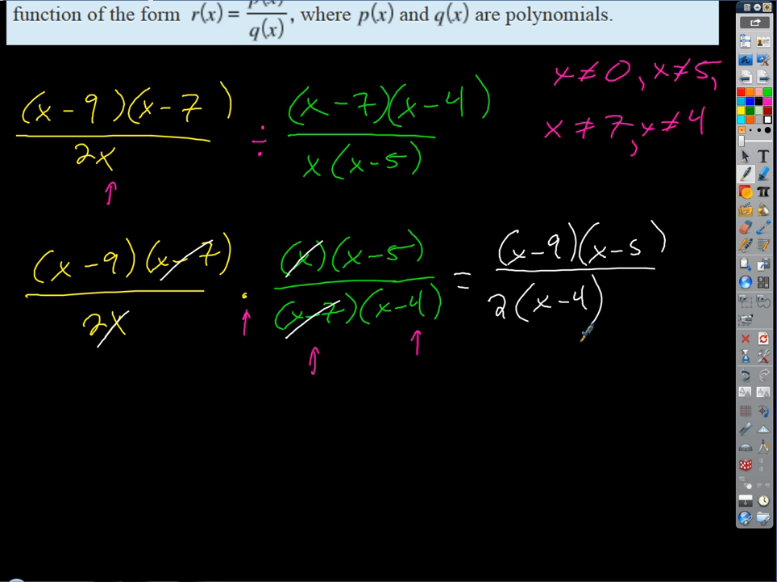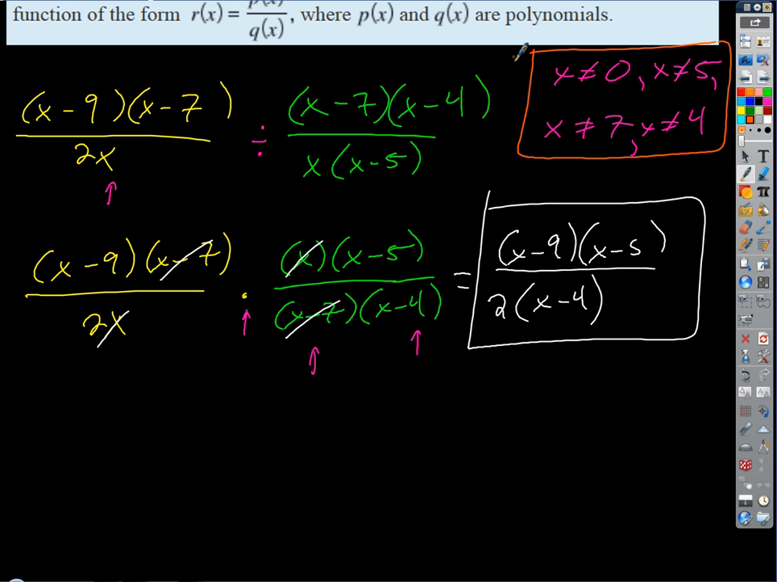Okay. So for this problem, that's the answer that we're looking for. But if this had been the other instructions where we want to find the domain, that would have been the answer, right? And really they both go together. Okay? Make sense?